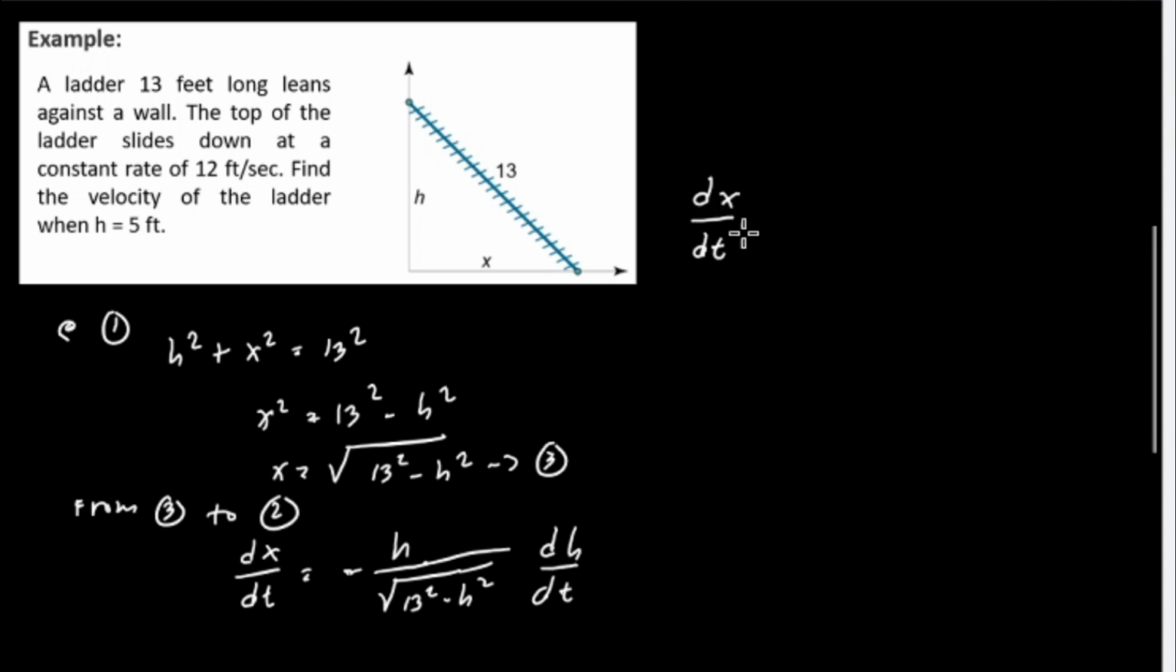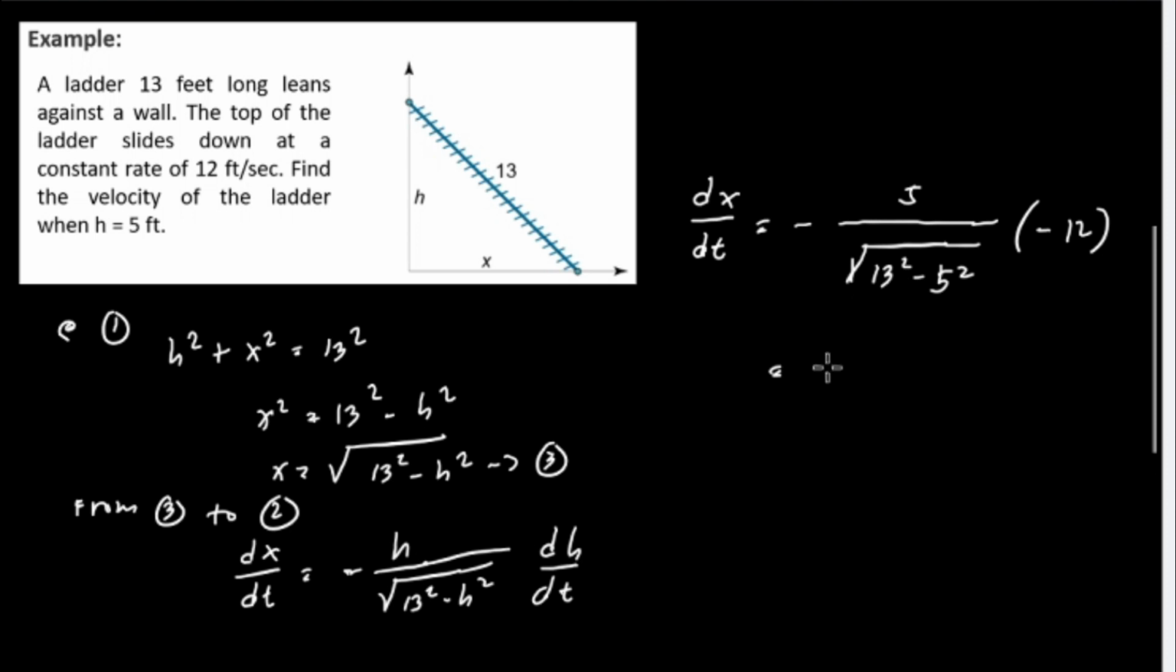dx over dt is equal to negative, and h is equal to 5, and square root of 13 squared minus 5 squared, and dh over dt should be negative because the ladder is sliding down. So it should be a negative sign, and we multiply by the constant rate, which is 12, and equate that. Negative times negative is positive.